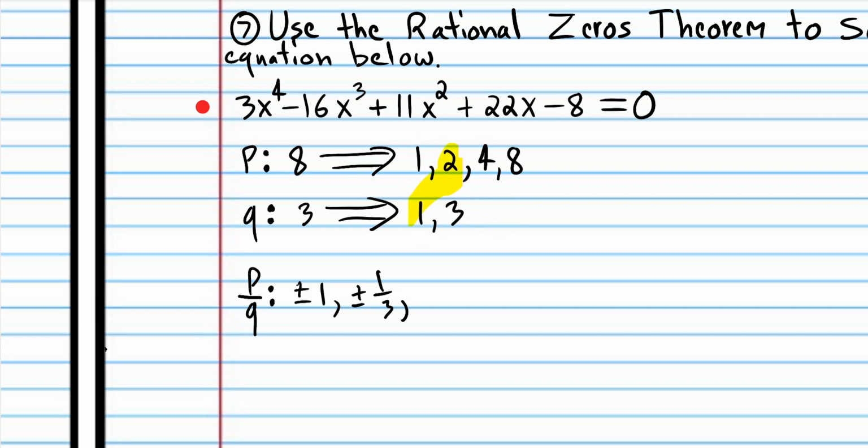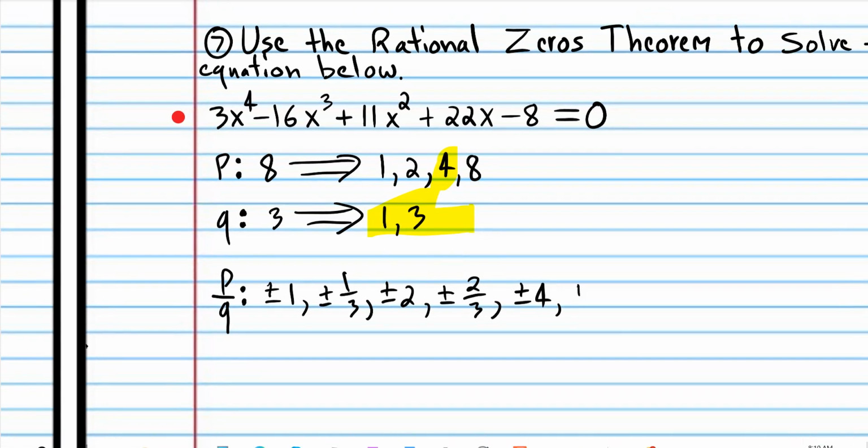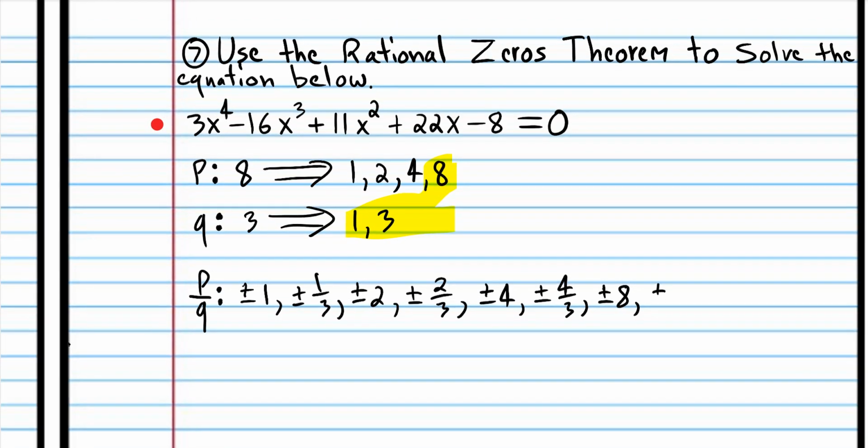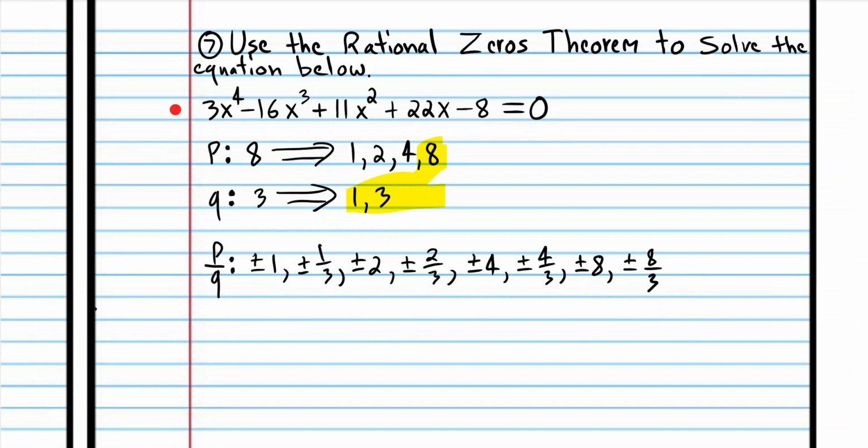And 2 divided by 1 is 2. And 2 divided by 3 is 2/3. 4 divided by 1 is 4. And 4 divided by 3 is 4/3. 8 divided by 1 is 8. And 8 divided by 3 is 8/3. So these are the potential solutions to the equation.